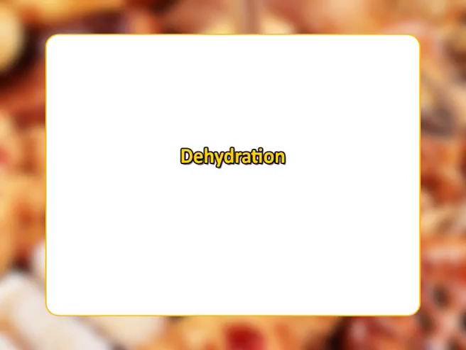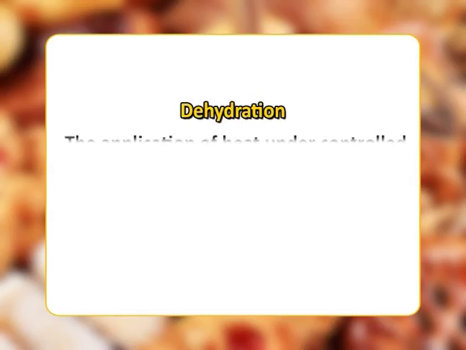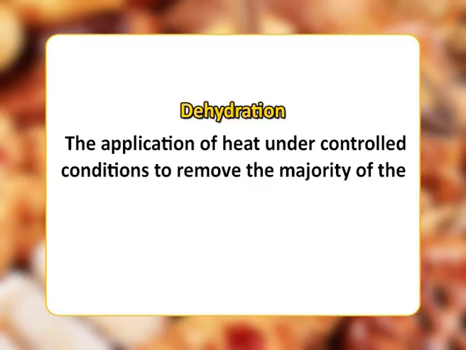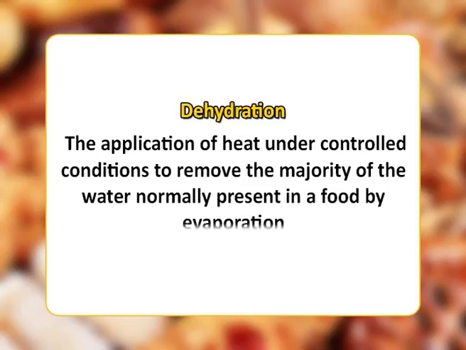Next, dehydration. Dehydration or drying is defined as the application of heat under controlled conditions in order to remove the majority of water normally present in a food by evaporation, or in the case of freeze drying, by sublimation. This definition excludes other unit operations which remove water from foods, for example mechanical separations and membrane concentration, evaporation and baking, as these normally remove much less water than dehydration.